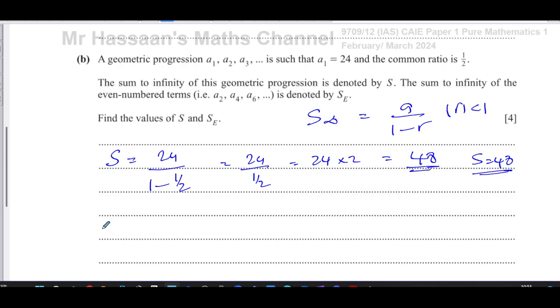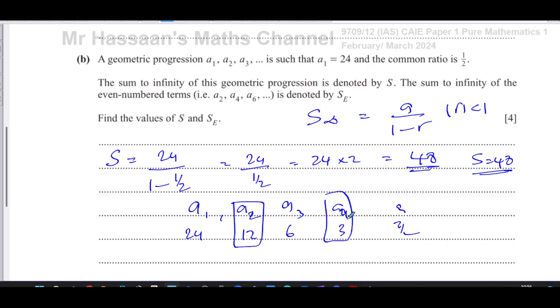Now, for the second sequence, the first term is A2. Let's write out what A1 is and A2 is and A3 is. A1 is 24. To get to the next term, we multiply by half. That's going to be 12. To get to the next term, we multiply by half. You're going to have 6, and so on. A4 would be half of that, 3. A5, 3 over 2, and so on. You keep dividing by 2 each time, multiplying by half. So we're concerned with the terms in the even positions.